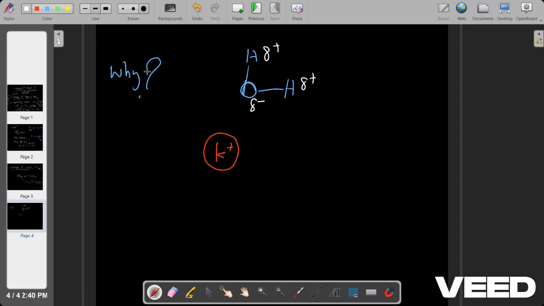So therefore, the moment you put it into water, it is forming this stronger interaction. We call them what? Ion dipole bonds. This is the dipole. This is the ion.